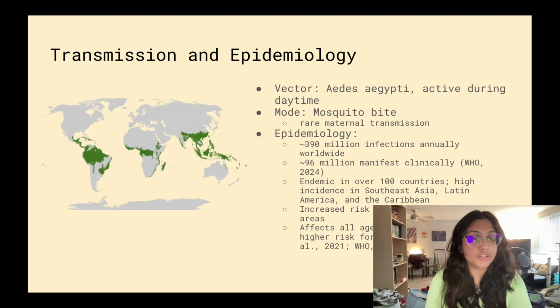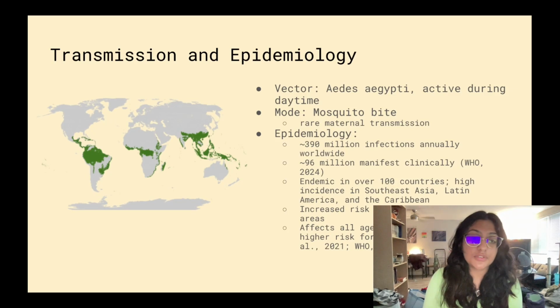So, dengue virus is transmitted primarily through the bite of infected female Aedes aegypti mosquitoes, which are active during the daytime. These mosquitoes acquire the virus when they feed on the blood of an infected individual, and after an incubation period of about 8 to 12 days in the mosquito, they can transmit the virus to other humans. The virus is also occasionally transmitted by a different type of mosquito called the Aedes albopictus, especially in more temperate regions. From an epidemiological standpoint, dengue is a global public health threat.